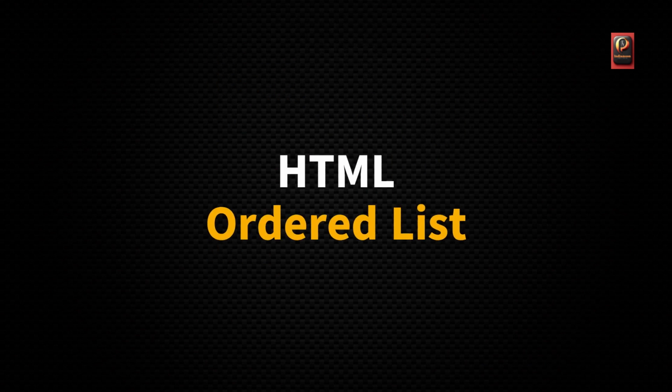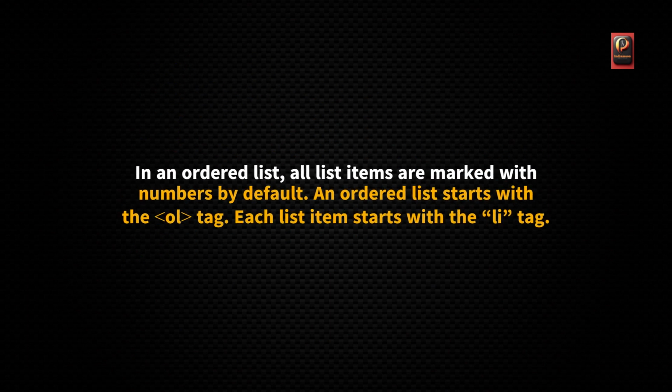Then we understand the HTML ordered list. In an ordered list, all list items are marked with numbers by default. An ordered list starts with the OL tag. Each list item starts with the LI tag.